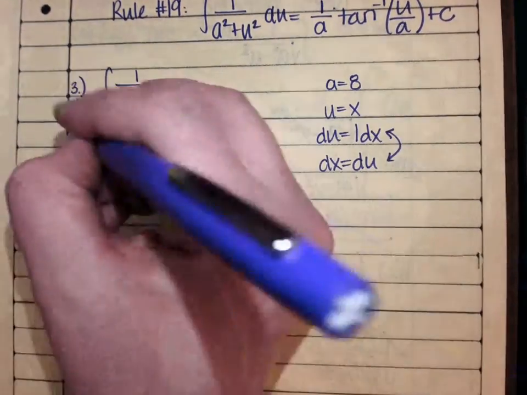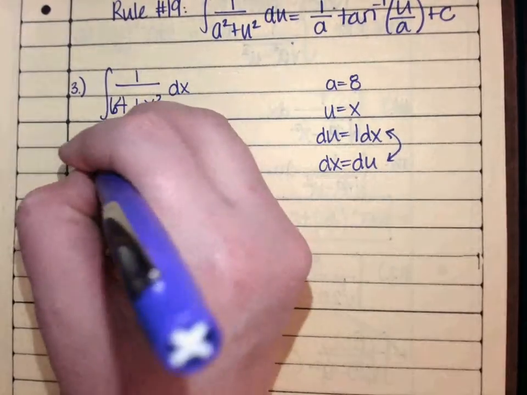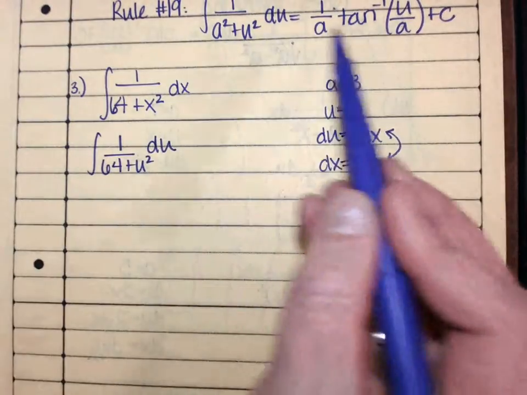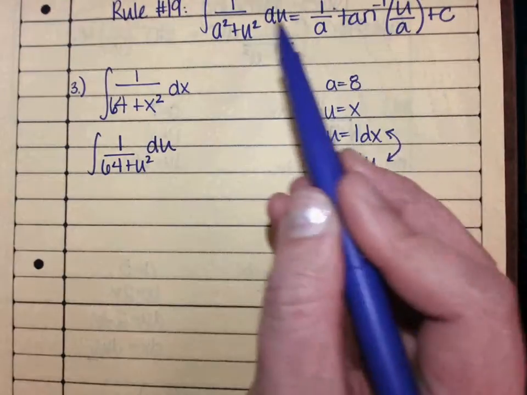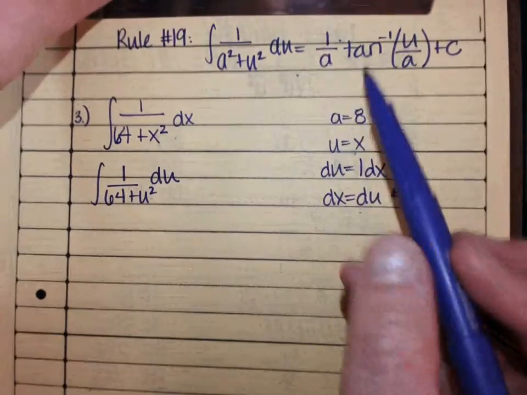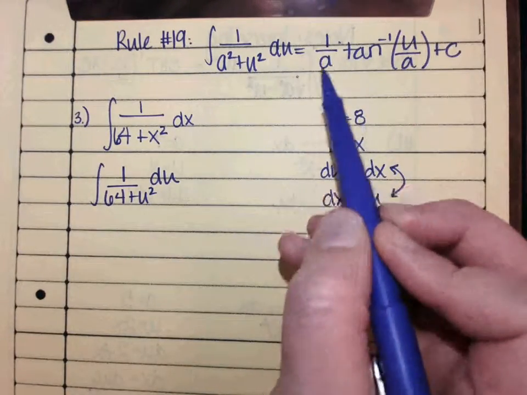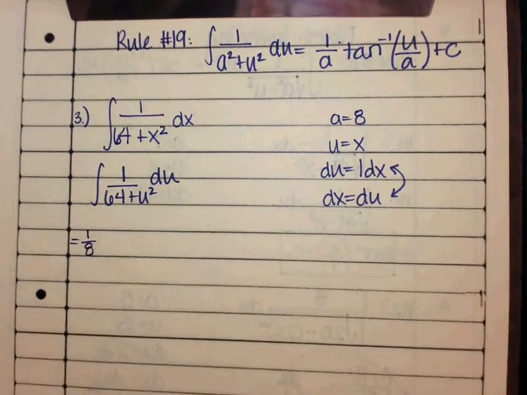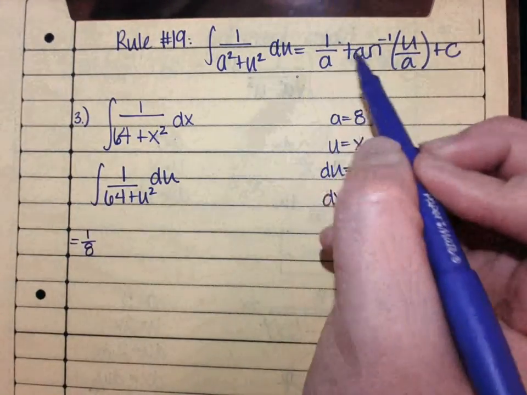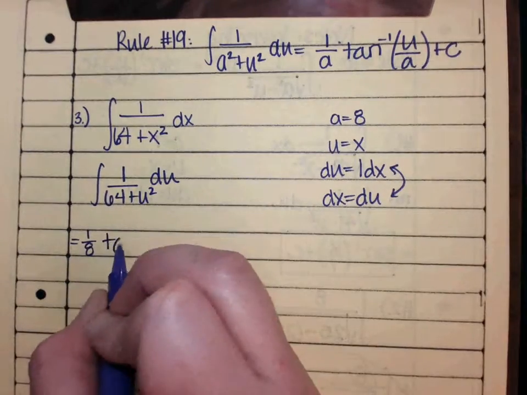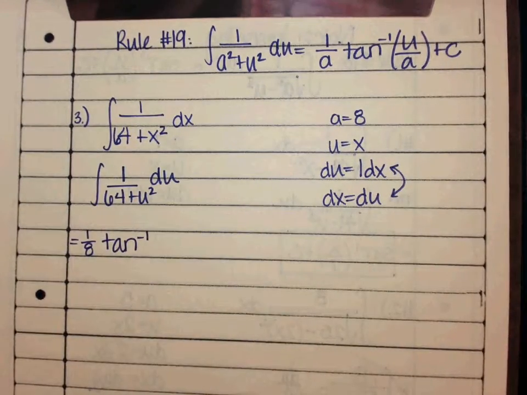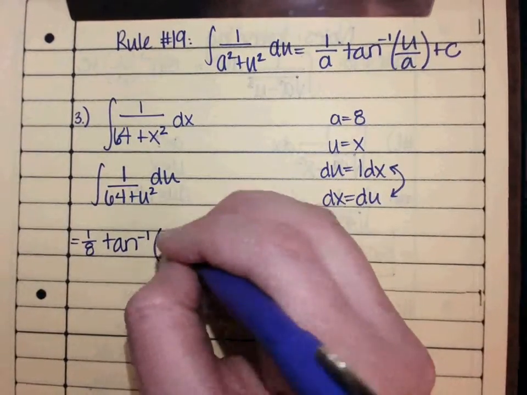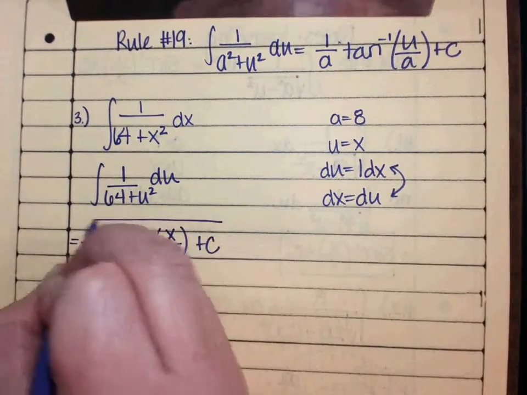So the integral of 1 over 64 plus u squared du. That is this exact rule that you just wrote on your paper. What do I start with here in the front? 1 over a, what would that be for us? 1 over 8. Keep reading your rule. 1 over 8, arc tan or inverse tan. Remember, those are the same. And then u over a. What's u? X over 8 plus c. Got it?